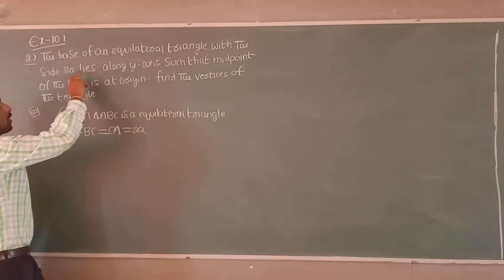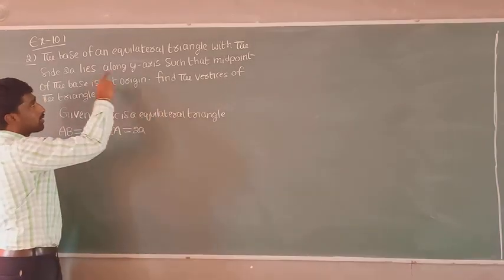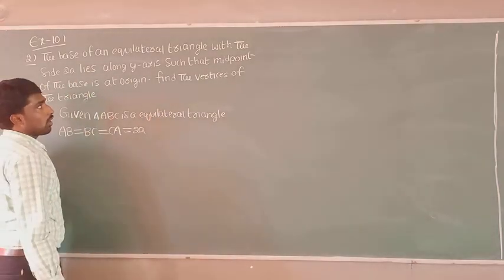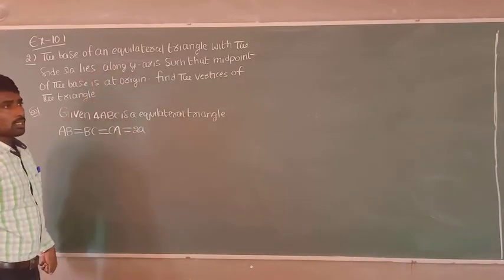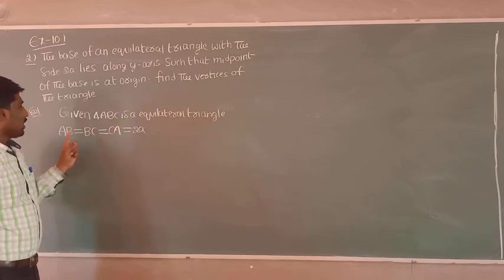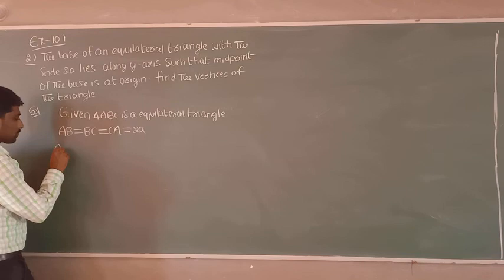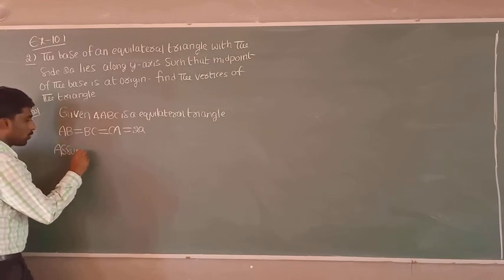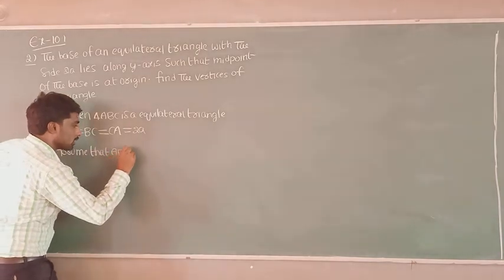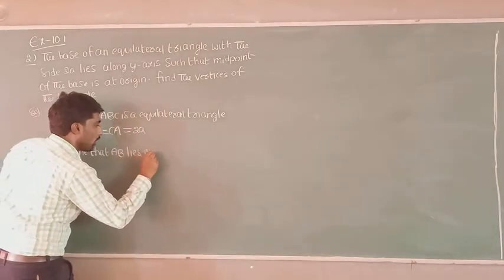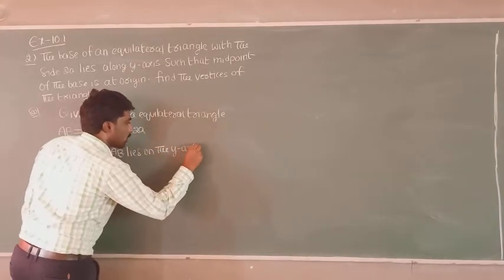Here they mention the side 2a lies along the y-axis. The length of the side is 2a. The length of one side lies along the y-axis. Let me take the AB side lies along the y-axis. Assume that AB lies on the y-axis. Is it clear, everyone? Next, what they give?